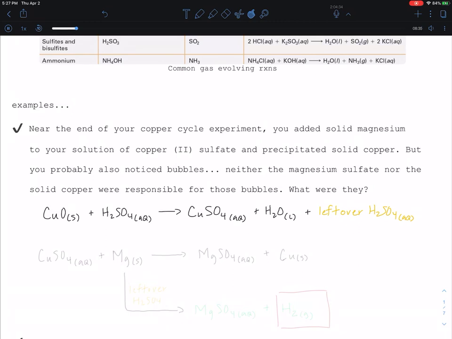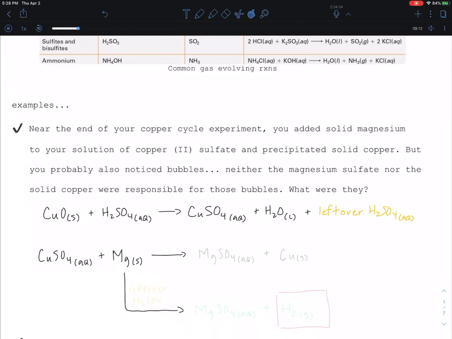And so in the next step, the final step of that reaction, where you would take the copper sulfate and you're hoping to precipitate solid copper by adding some solid magnesium, right? But here's the deal. If you have leftover sulfuric acid, another step can happen. Another sort of side step or a byproduct can form, right?